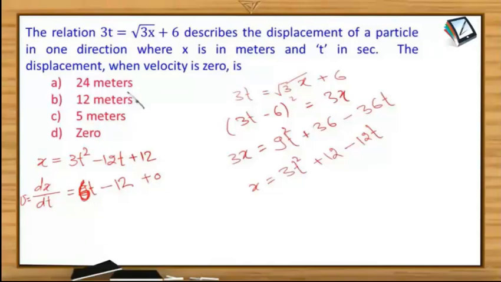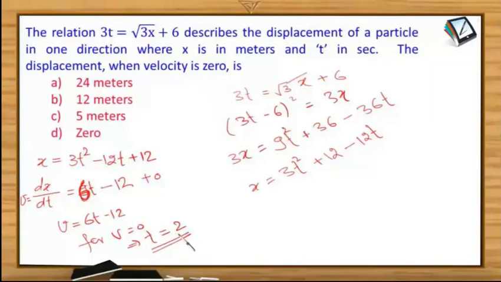So we have to calculate the value of x when velocity is 0. As we have calculated, the velocity is 6t − 12, so for velocity equal to 0, we need what? t is equal to 2. So at t = 2 seconds, the velocity of the particle is 0.